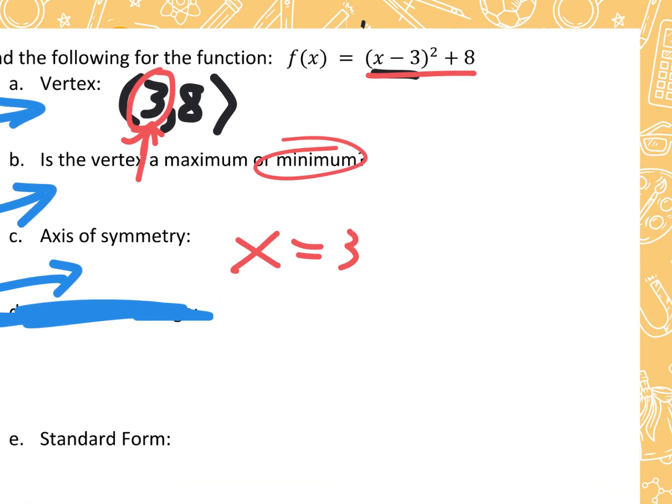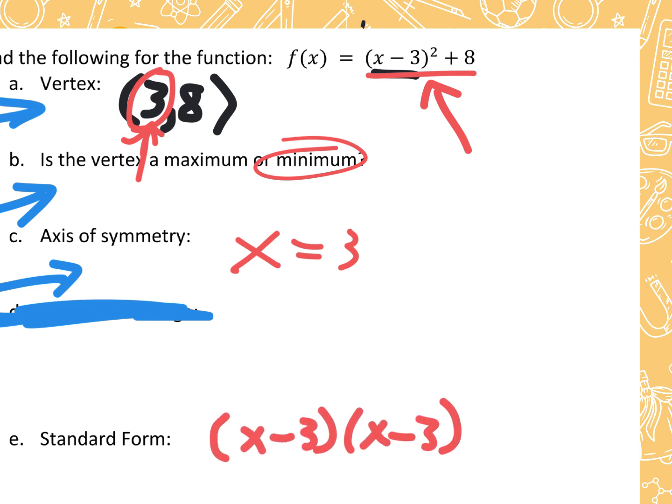I guess we're going to have to multiply this out anyways to get standard form. Some people still think that it's just x squared plus 9, and it is not. It's got 4 parts. It's this thing.